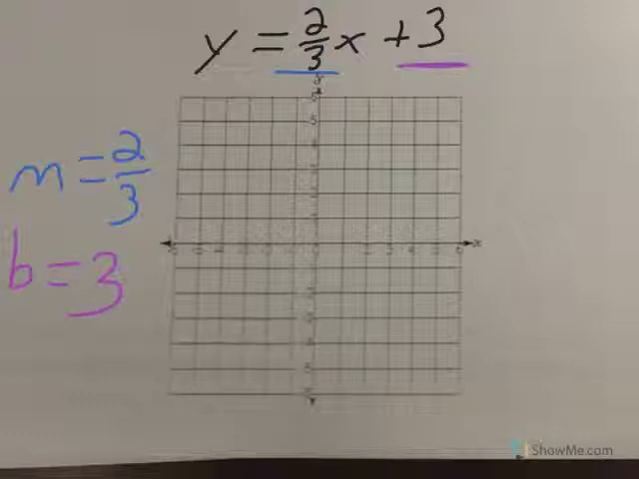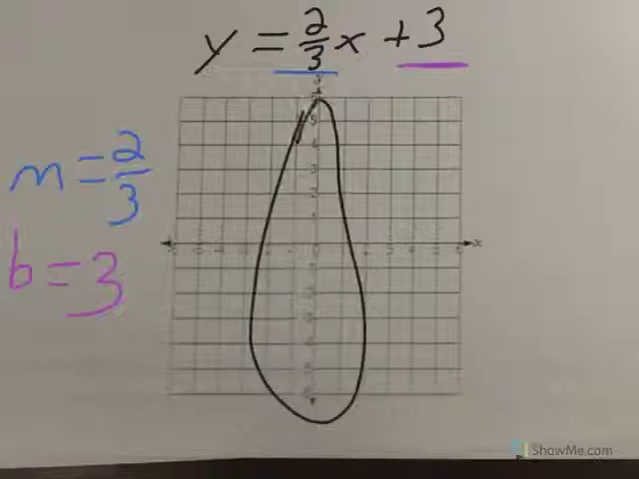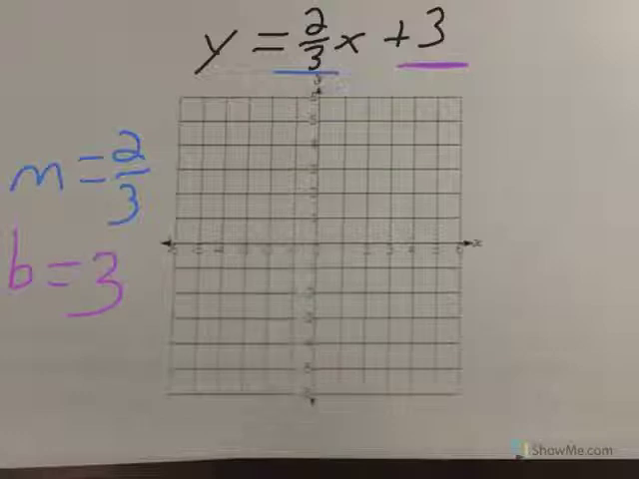So now what we do is we start with the y-intercept, and the y-intercept is actually where the line crosses the y-axis. Remember that the y-axis is going to be this one here, the one that goes up and down, the vertical one. Okay, so we need to look for 3. So 1, 2, 3, and we're going to put a dot right there on the 3. Pretty easy.